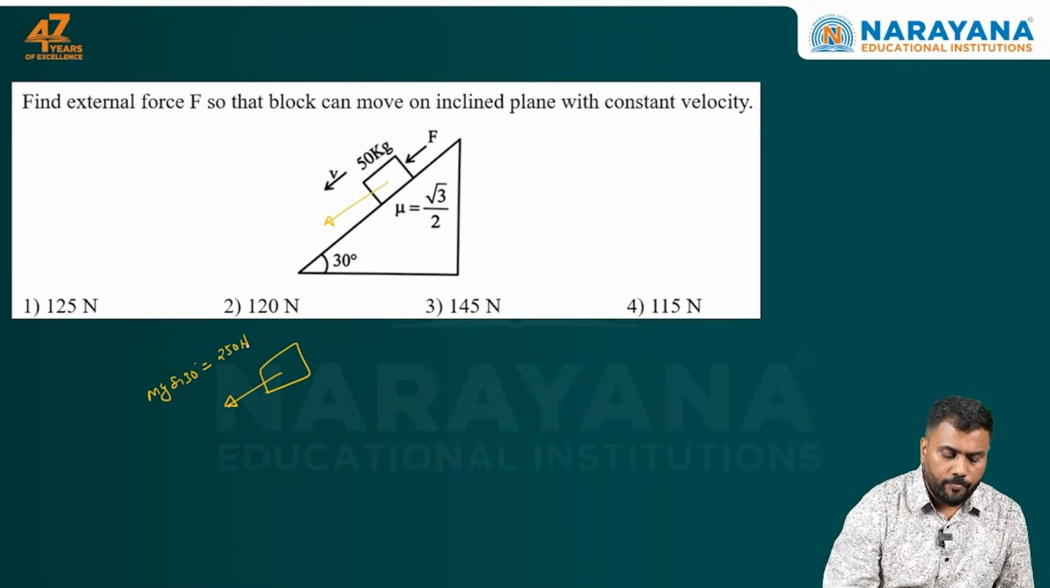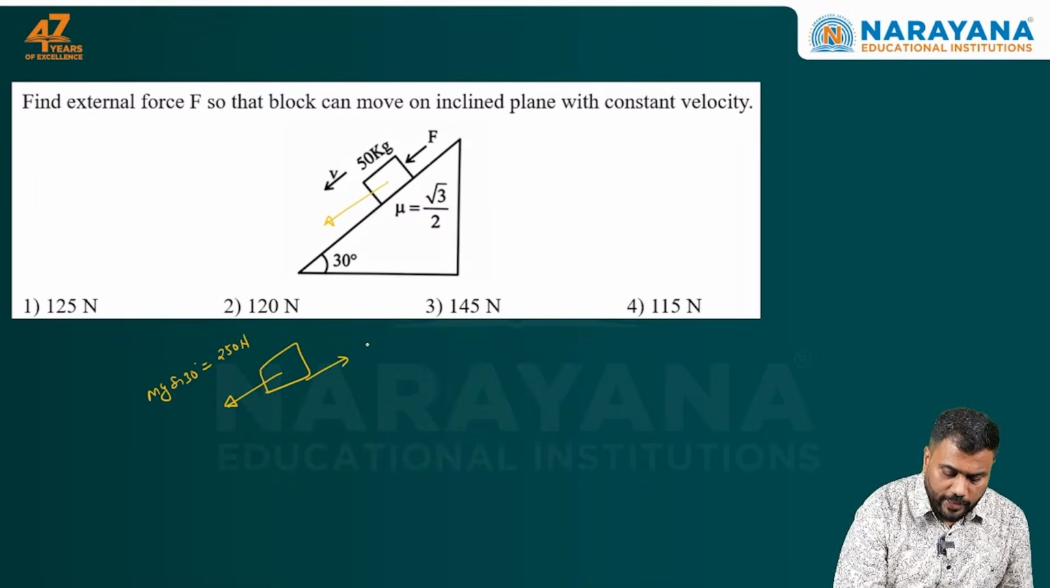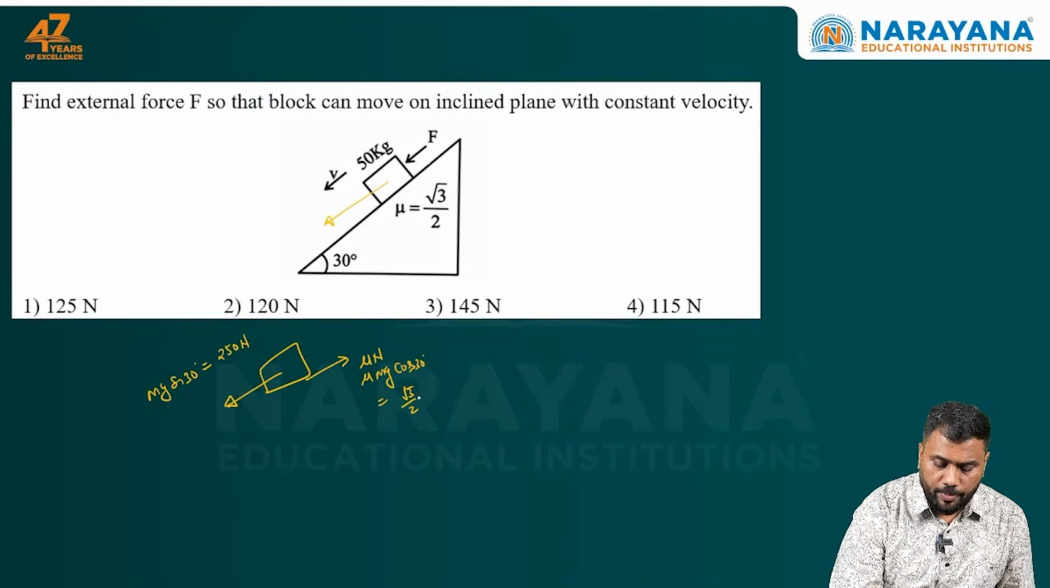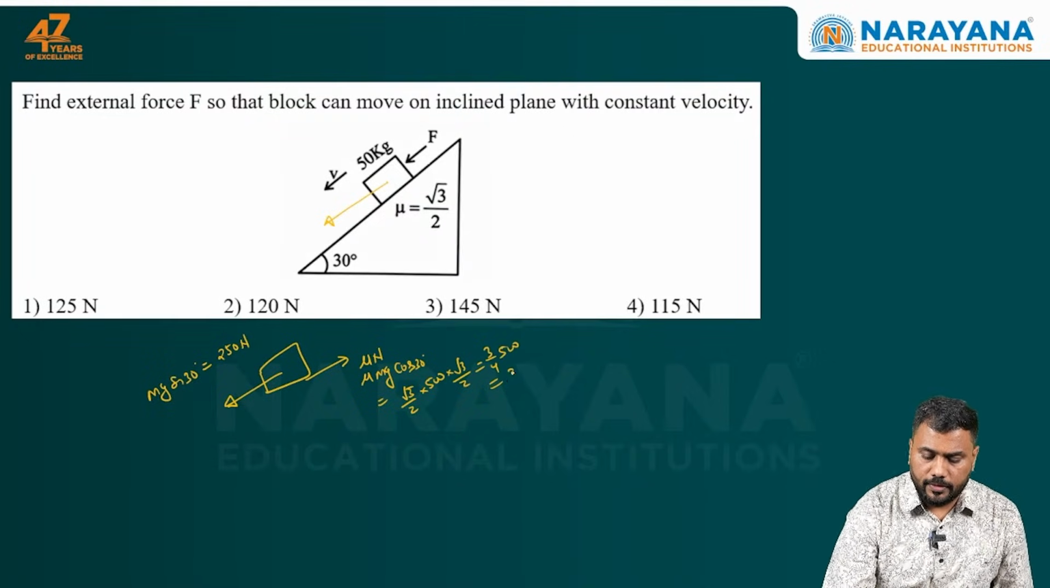Newton. And if you see the friction force acting on the block, it will be mu into N. Normal here is going to be mg cos theta, cos of 30 degree. Mu is also given as root 3 by 2 into mg, which is 500 into cos 30, root 3 by 2. So this is 3 by 4 of 500. That means this is 3 by 2 times of 250.